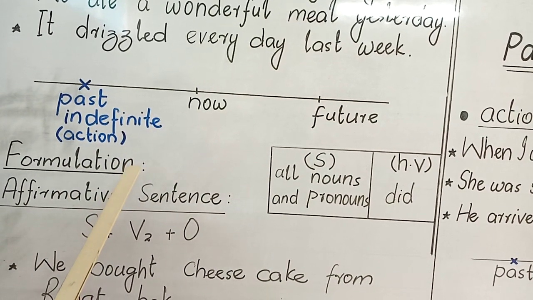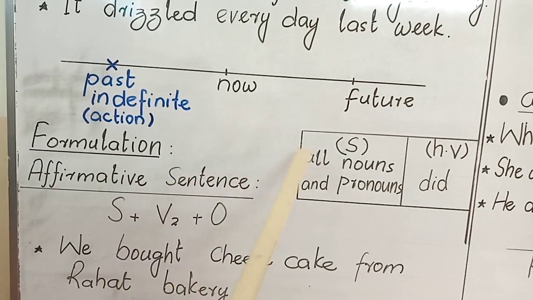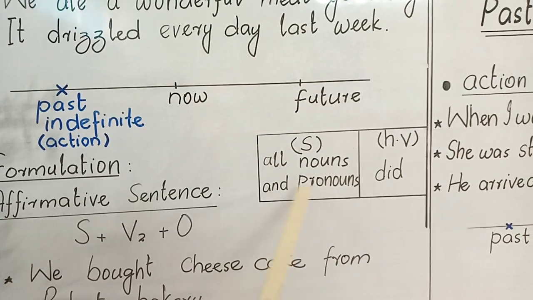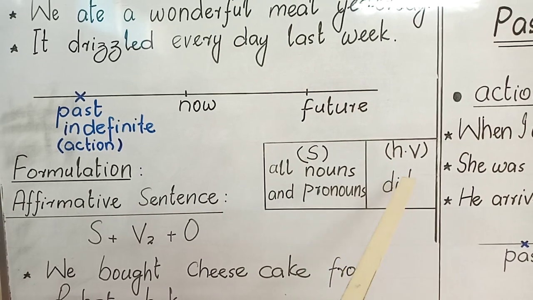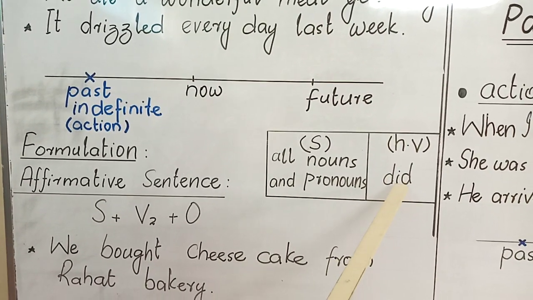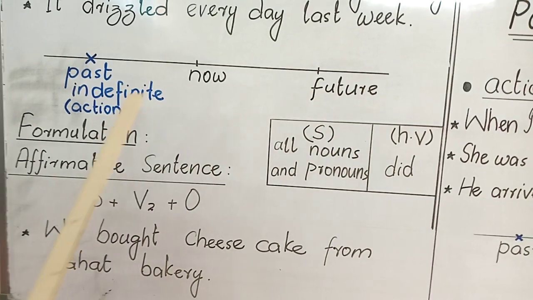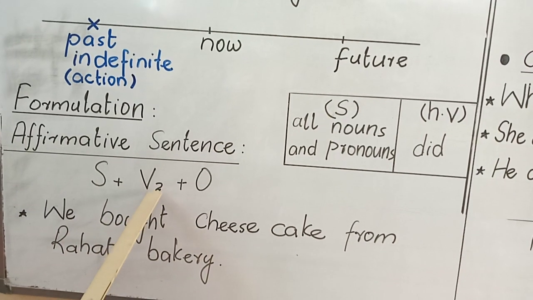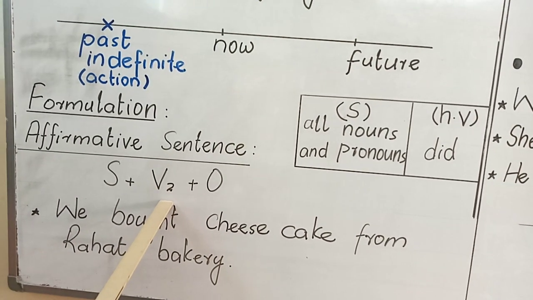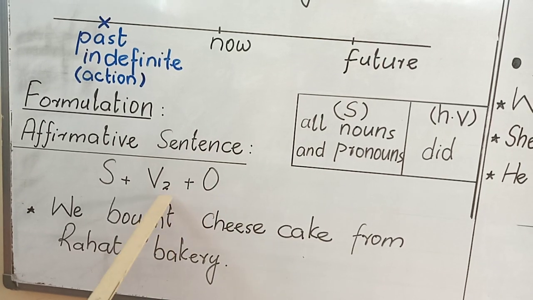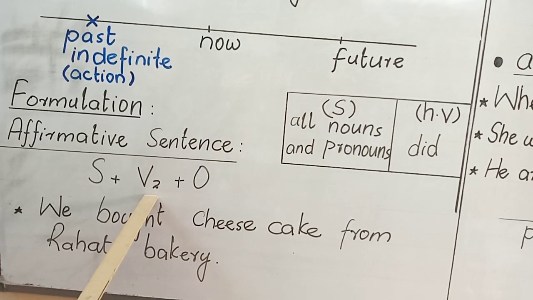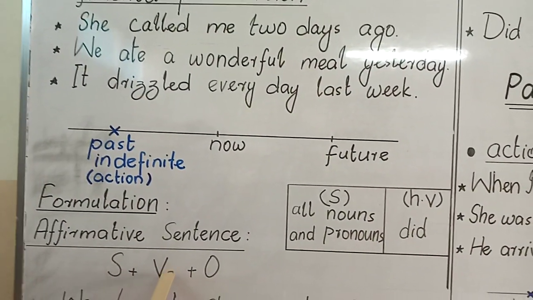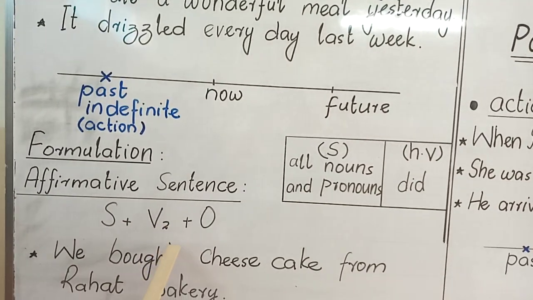So the formulation of past indefinite tense: if we have a subject, any noun or any pronoun, for all nouns and all pronouns we have only one helping verb, and that is did. So the formulation for an affirmative sentence is subject plus V2, or second form of verb, or past form of verb, and object. And V2 is characteristic of past indefinite tense. We use V2 only in past indefinite tense.